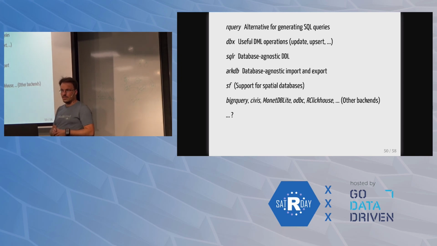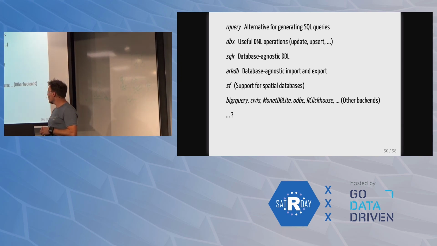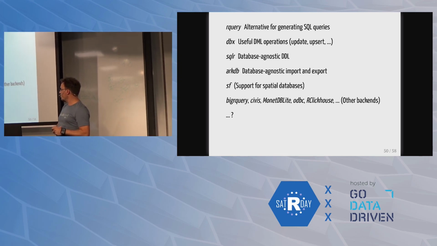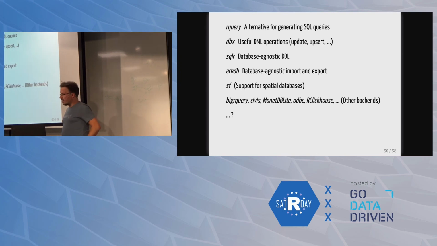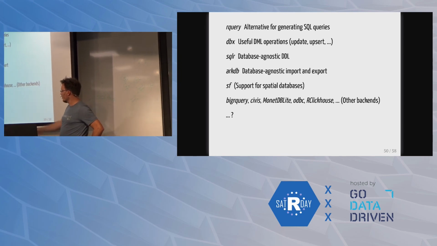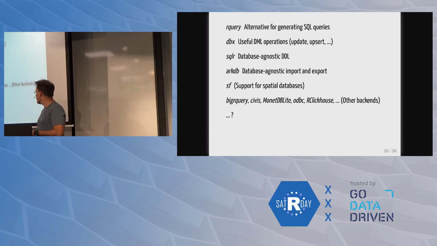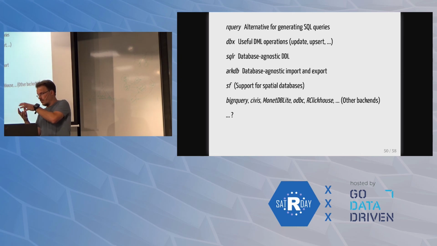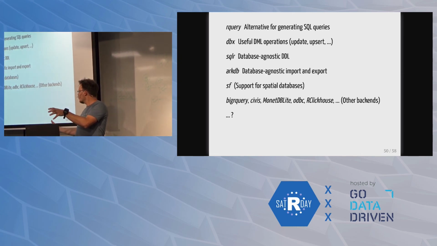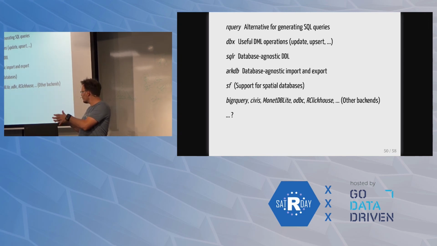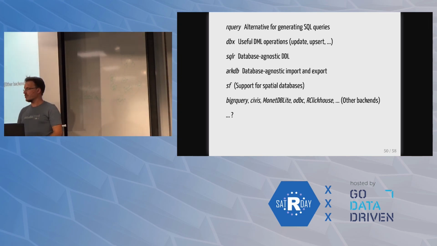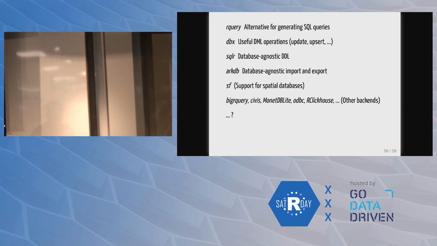So sf has gained support for spatial databases with the RPostgres package, also based on DBI. And there are quite a few more DBI backends emerging. bigrquery is for connecting to Google BigQuery. There's MonetDBLite. odbc is for connecting through DBI to a database if you have an ODBC driver installed on your system. And I'm sure there are a lot more. So if I've missed anything, please just let me know.